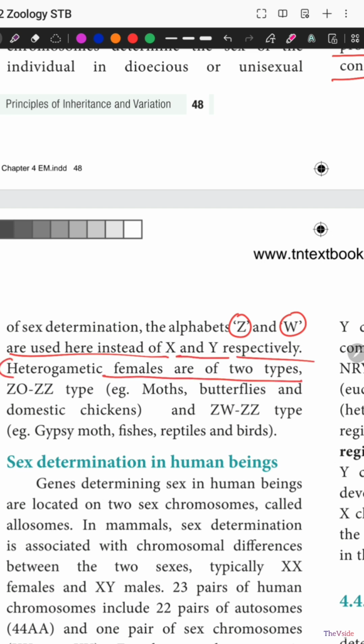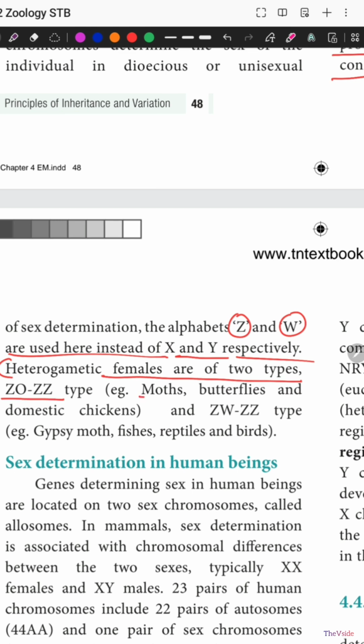Heterogametic females are of two types again. This is also subdivided into two types. The first type is ZO-ZZ type, which is present in moths, butterflies and domestic chickens, and ZW-ZZ type, which is seen in gypsy moths, fishes, reptiles and birds. So in this type, since the females are heterogametic, we can clearly say that here it is different, so this will be a female one, and here it is different and this will be a female one.